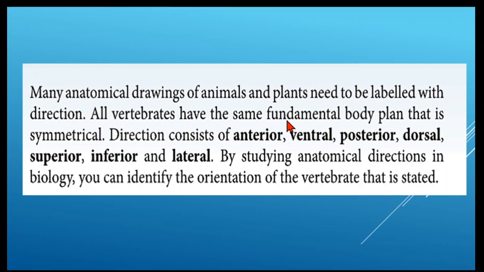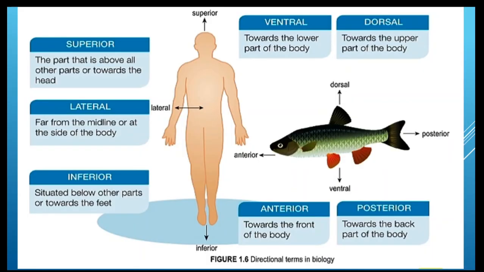So these are other terms yang kamu perlu tahu. Apa itu anterior, apa itu ventral, apa itu superior, and so on. So we go one by one. Okay, for example, this is human and this is fish. Okay, so superior di sini adalah bahagian atas. Part that is above all other parts or towards the head. This is superior. And then this is inferior, is below the parts or towards the feet.